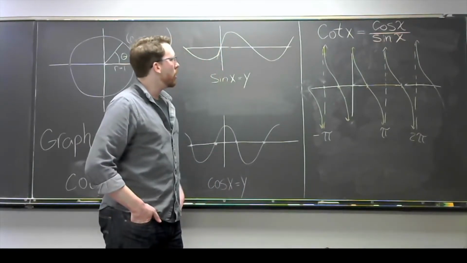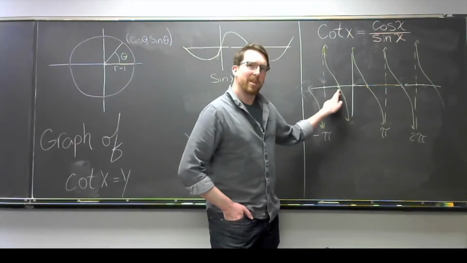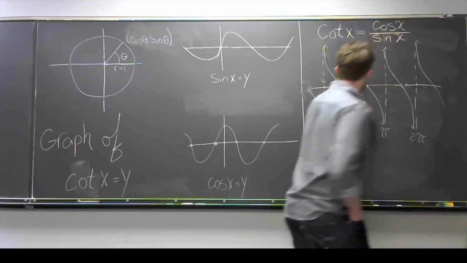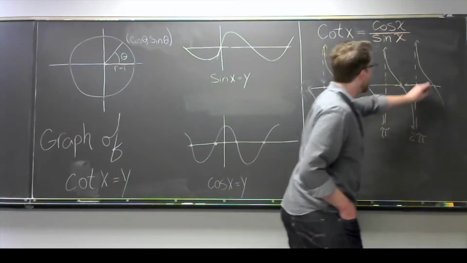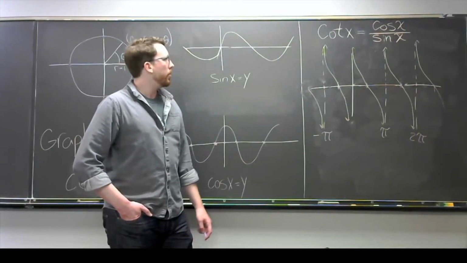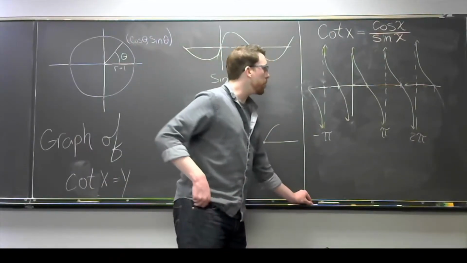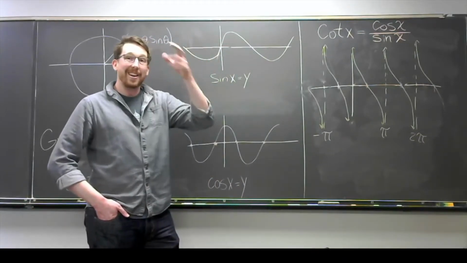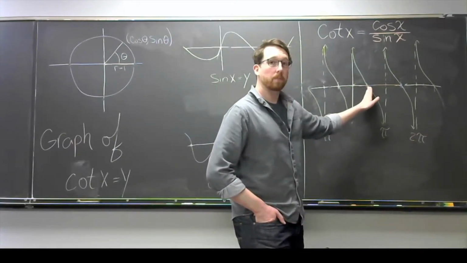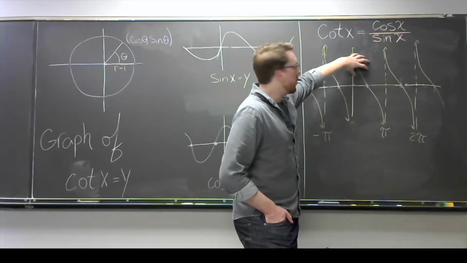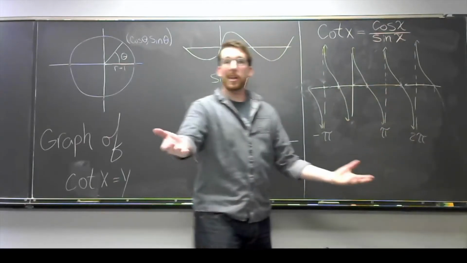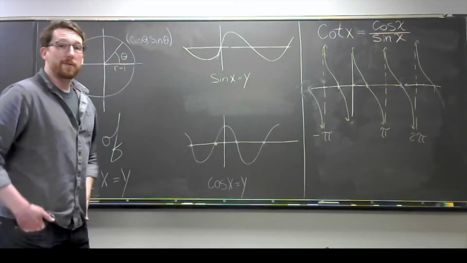So we have these zeros that occur at odd multiples of pi over 2. We have negative pi over 2, pi over 2, 3 pi over 2, 5 pi over 2, etc. And in general, it's going to follow all the same trends. Notice that between 0 and pi over 2, cotangent's positive, and between pi over 2 and pi, cotangent's negative. Again, just like with tangent. And it's for the exact same reason.